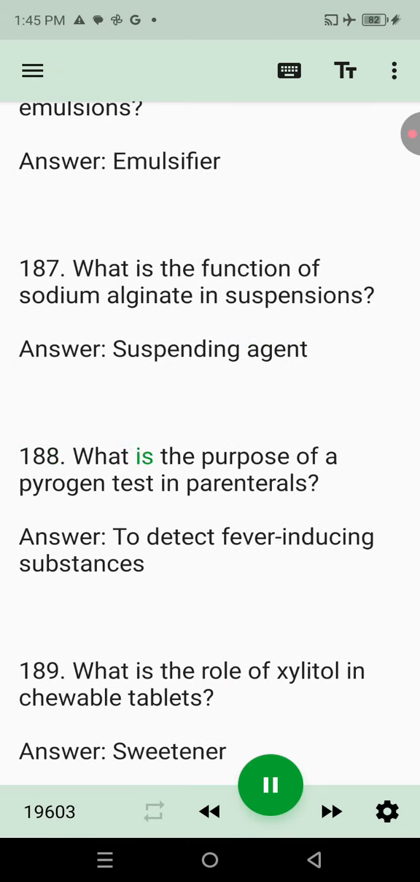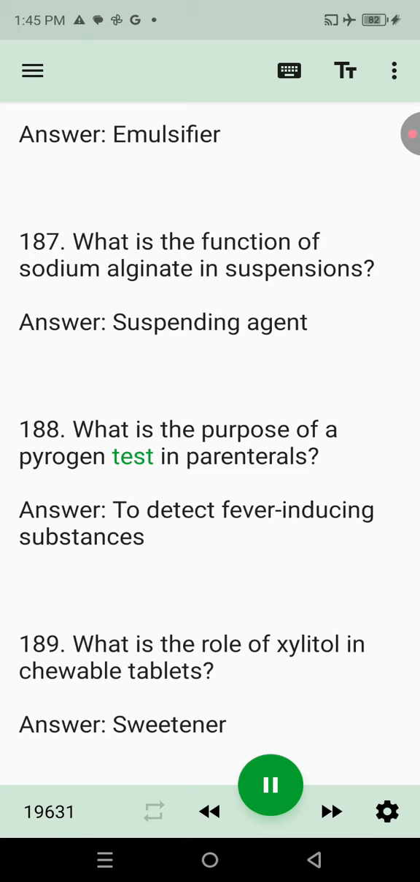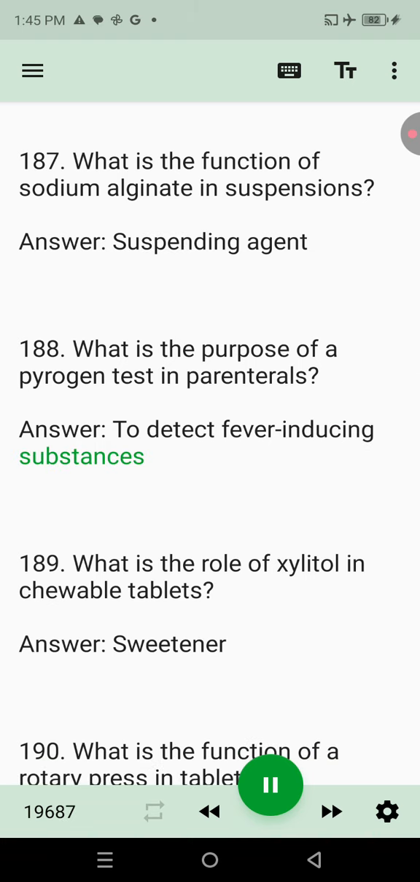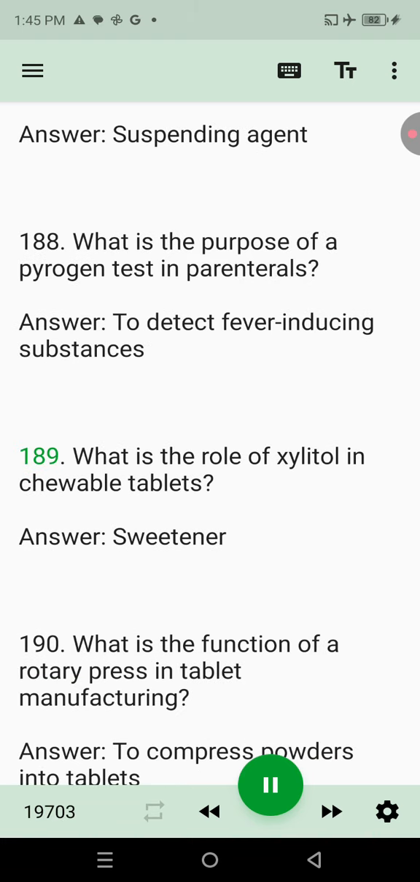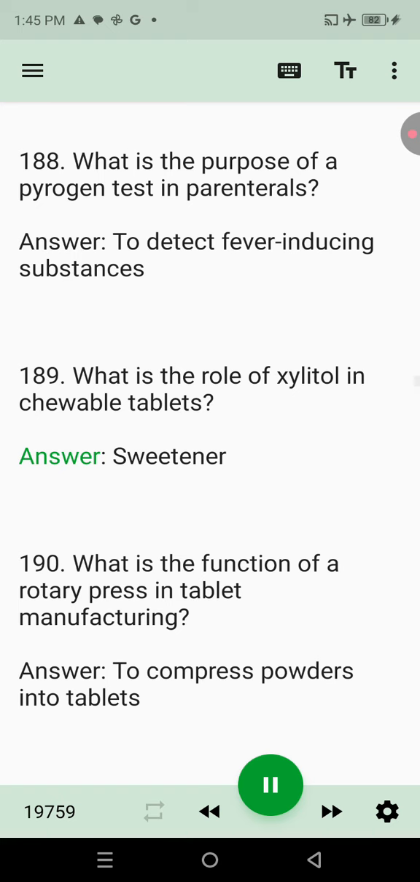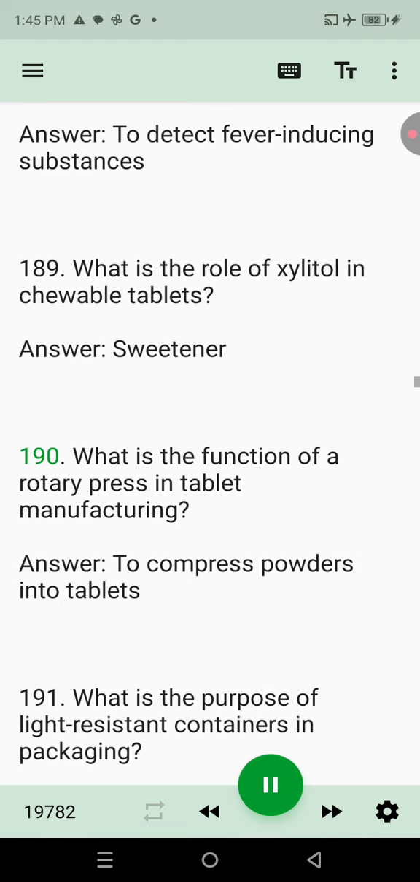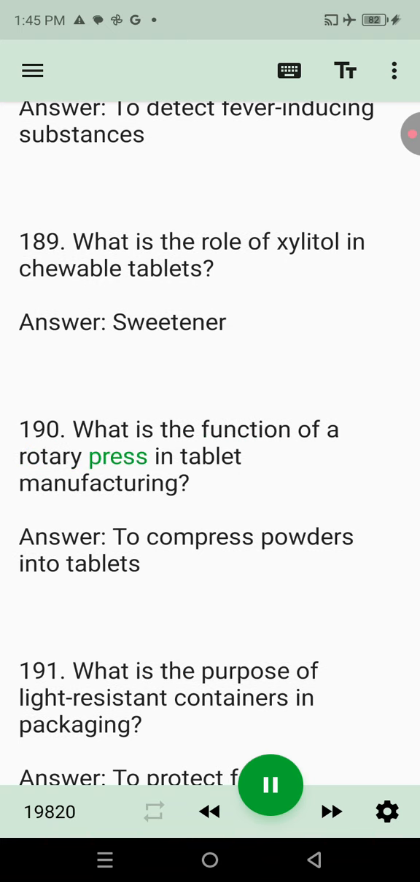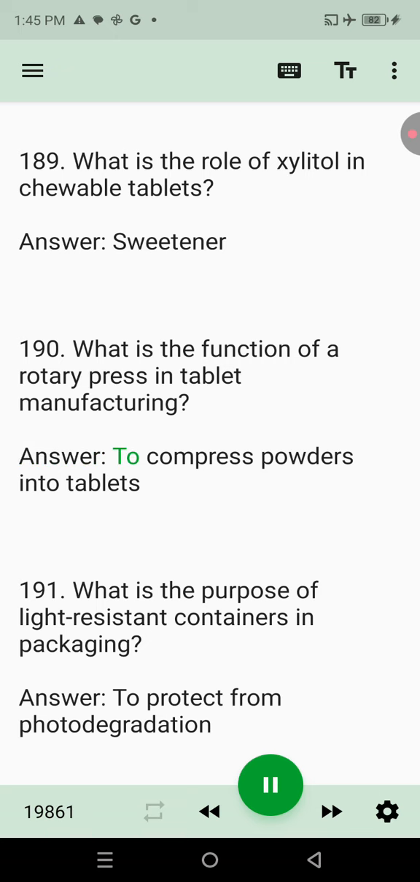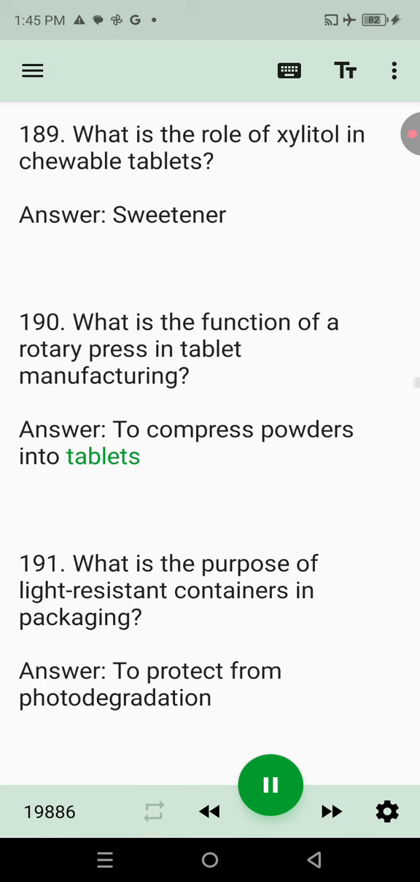188. What is the purpose of a pyrogen test in parenterals? Answer: to detect fever-inducing substances. 189. What is the role of xylitol in chewable tablets? Answer: sweetener. 190. What is the function of a rotary press in tablet manufacturing? Answer: to compress powders into tablets.